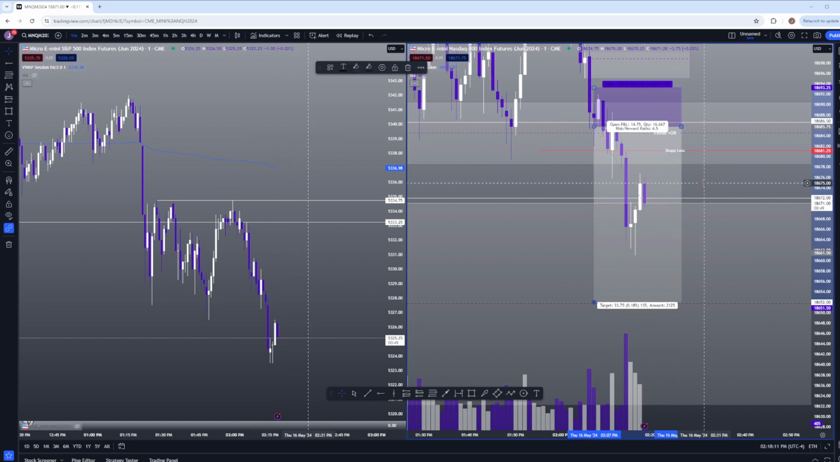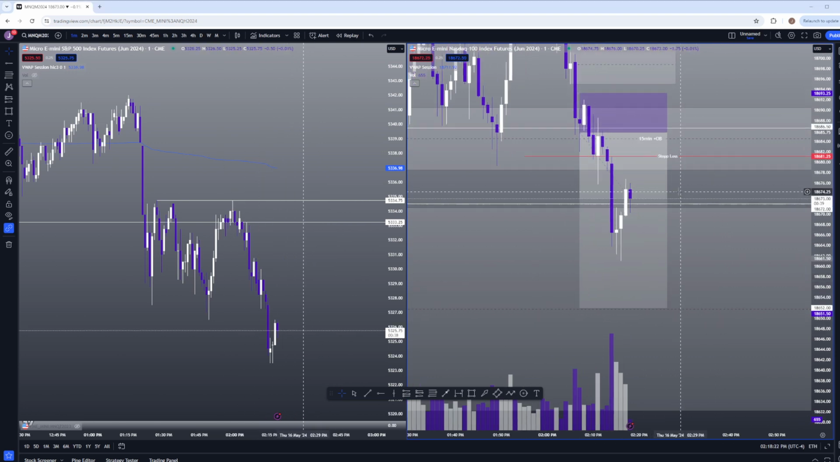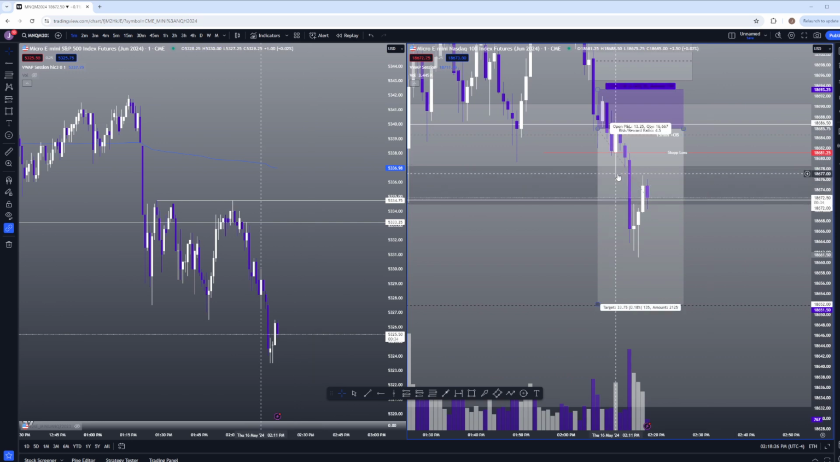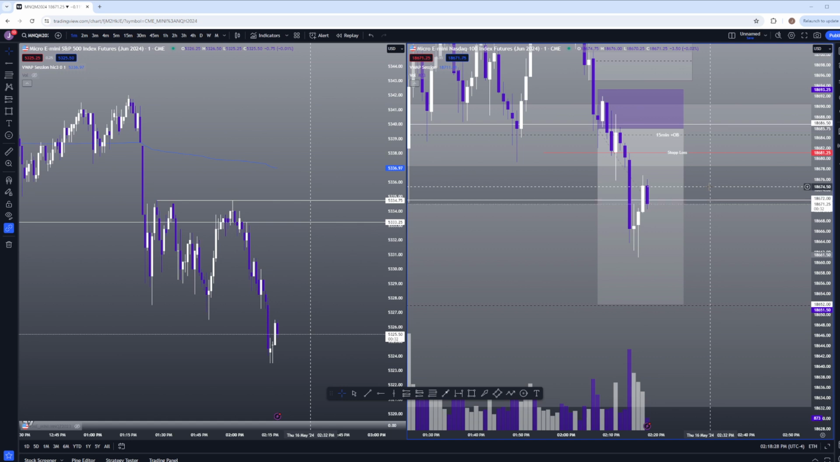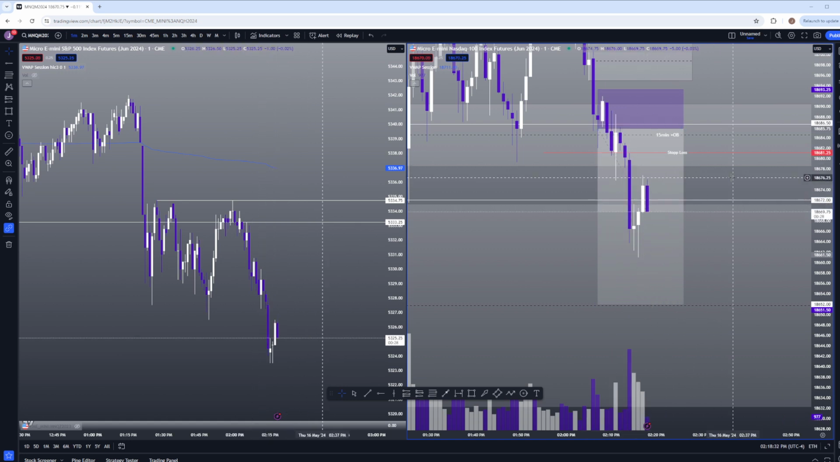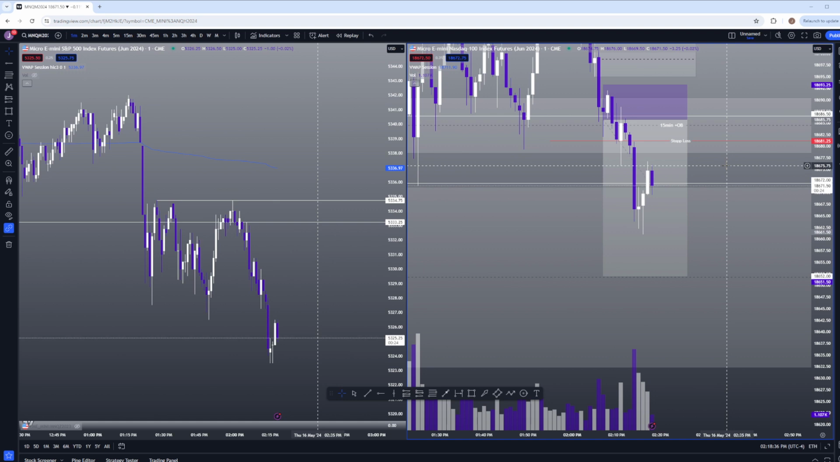Let's see if this will keep running or not. I personally wouldn't re-enter right here just because of this higher time frame bullish imbalance. I'm not going to add into my position here. That's up to you. If you really do have conviction, you think these shorts are going to continue, this would be the re-entry point off that 1 minute fair value gap. I personally won't re-enter. I won't add anything into my position here.